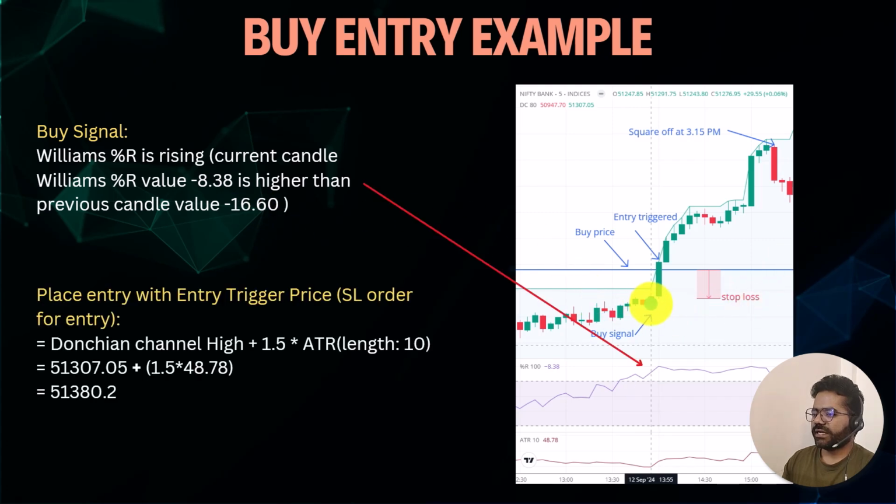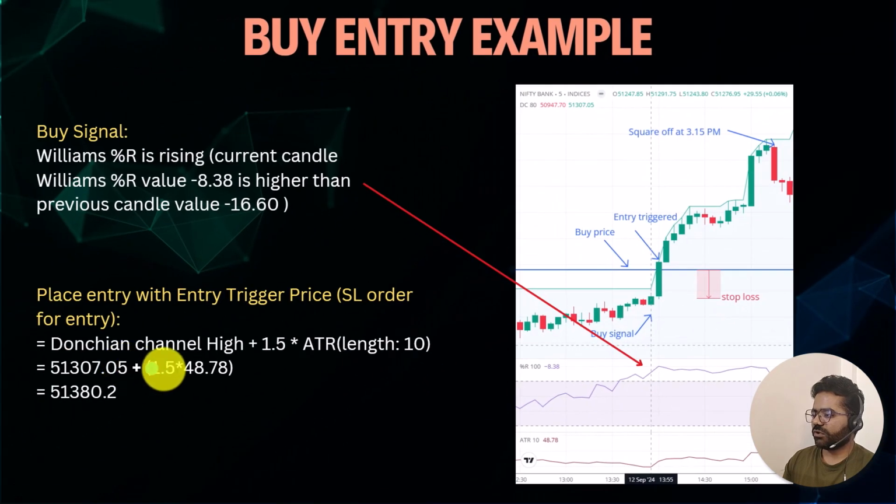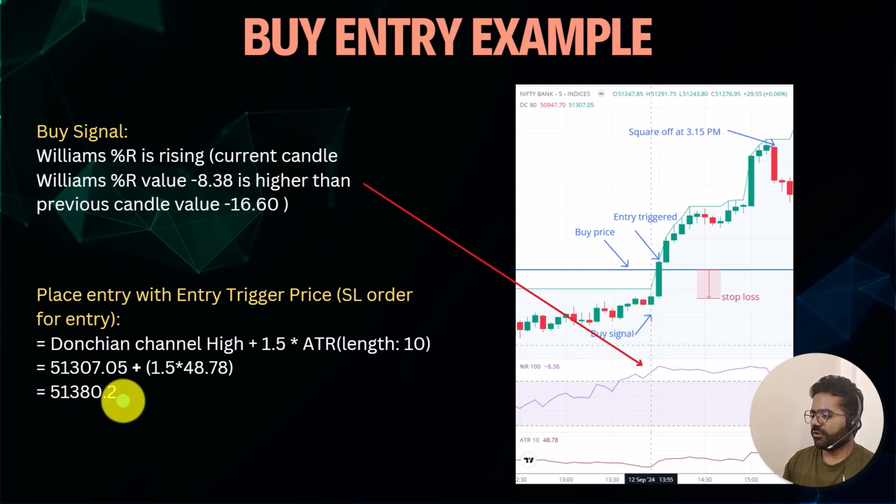Once the buy signal is generated, we take the Donchian Channel high at that point. You can see the Donchian Channel of length 80, the high value is 51307.05. That is what we used here, plus 1.5 times of ATR. Here at this candle, the ATR value is 48.78, and that is our buy price. So here we have placed our buy price at 51380.2.